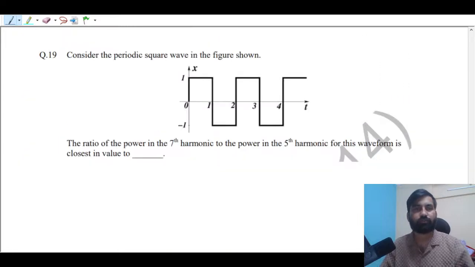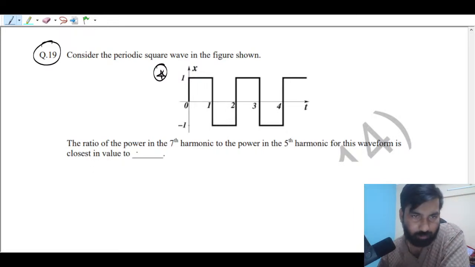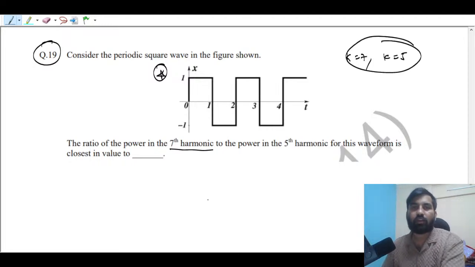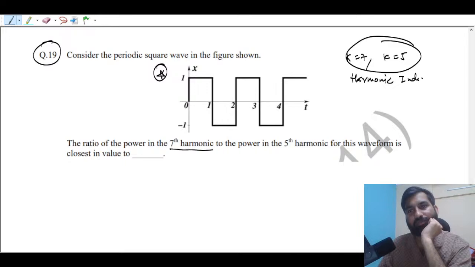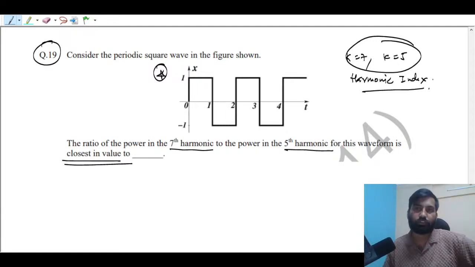You see this question. Consider the periodic waveform shown in the figure. So what you have been given is a periodic waveform, which is nothing but a square waveform only, right? The ratio of the power in the 7th harmonic, that is k equal to 7, and k equal to 5 they have given, right? So these are the harmonic index, you can say. Harmonic index. Okay. So the ratio of power in the 7th harmonic to the power in the 5th harmonic for this waveform is closest to the value, right? So you have to find the ratio here.